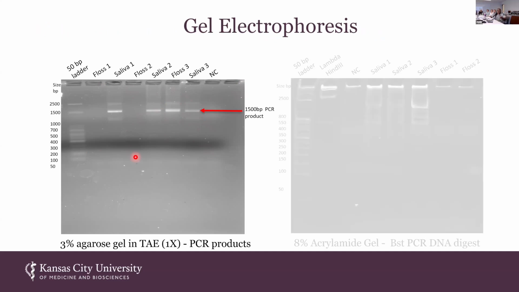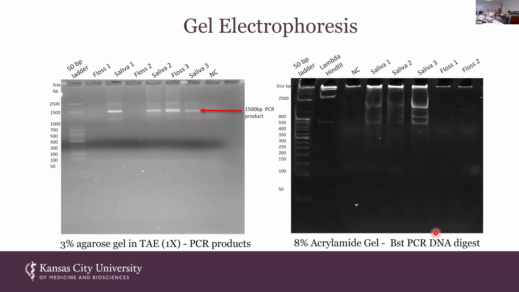Next to it, we performed a DNA digest. We used the BstUI restriction enzyme, which is a 6 base pair cutter. Here are our 3 samples showing the various restriction fragment length polymorphisms, and each of those bands is different depending on which bacterial 16S DNA you're looking at. Here we have the floss samples again, and we don't see much there, due to the low DNA concentration.